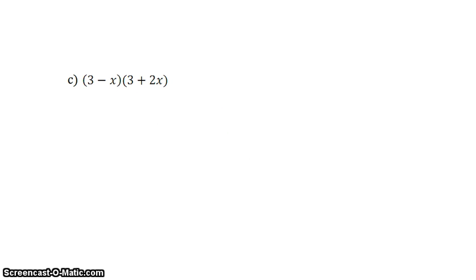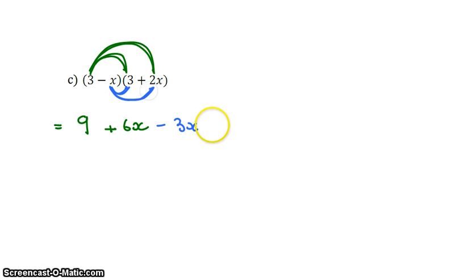Right, let's look at C. Again, it's a binomial times a binomial, so I'm getting used to this. Distribute in my first term and distribute in my second term. So 3 times 3, 9, plus 6x minus 3x and minus 2x squared.